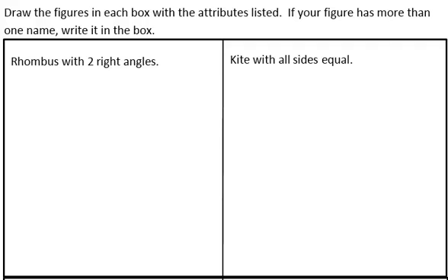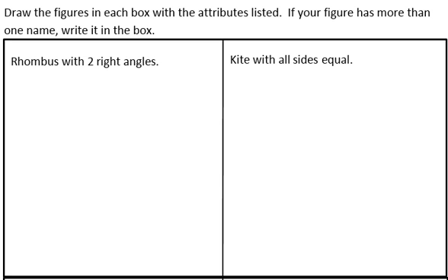This tutorial is for 5th grade, Module 5, Lesson 19. In this lesson, we're going to continue to look at the shape called the rhombus, and especially how it relates to a shape called a kite. The directions say draw the figures in each box with the attributes listed. If your figure has more than one name, write it in the box.